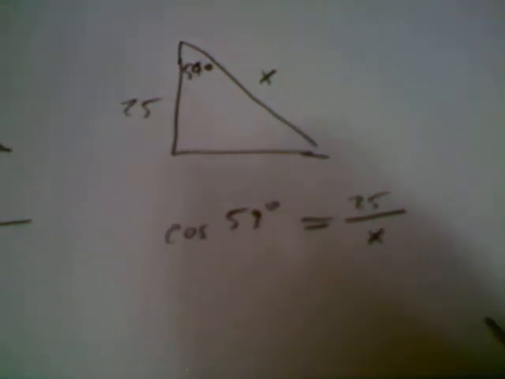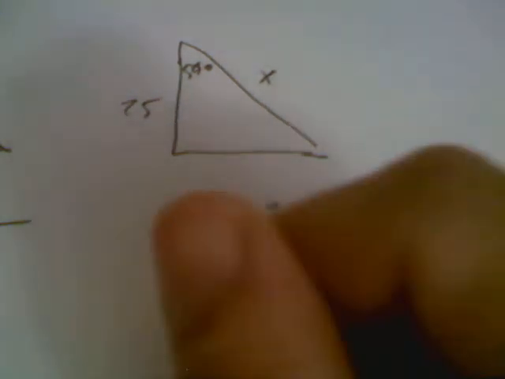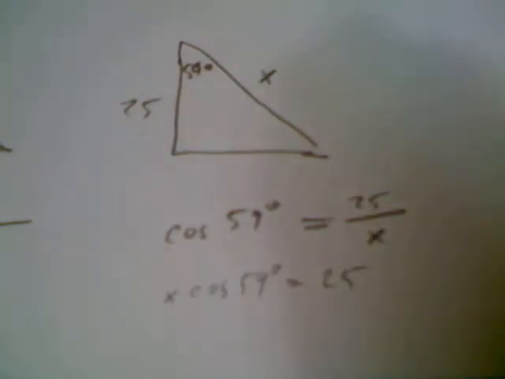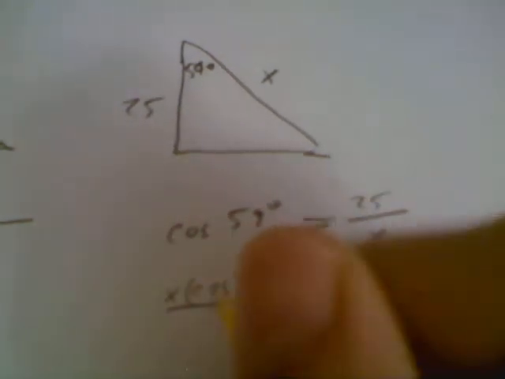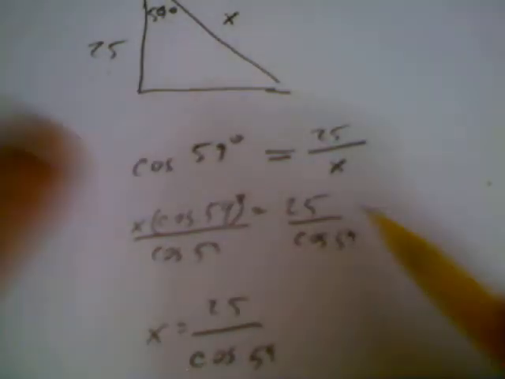Well, this is a little bit trickier. I'm going to show you the easy way after I show you how to do this. Well, x times cosine 59 degrees equals 25 because we multiplied both sides by x. Now we have to divide by cosine of 59. x equals 25 over cosine 59. So really what we did was we just switched these two.